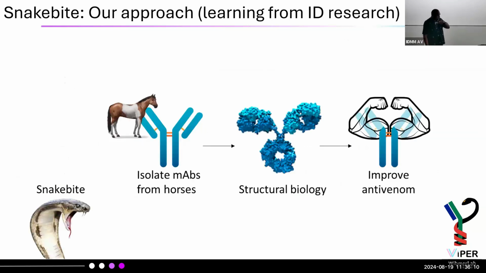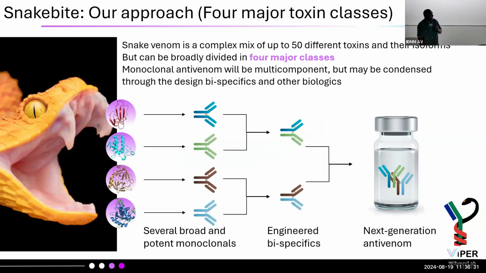So this is our approach, learning from infectious disease research. Essentially, we're isolating monoclonal antibodies from antivenom horses, and then using structural biology to understand how those antibodies bind to the snake toxins and affect their antivenom effects, and then using structural biology to further improve those antibodies and make them into super potent and broad biologics.